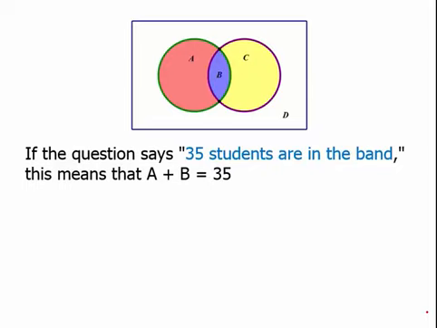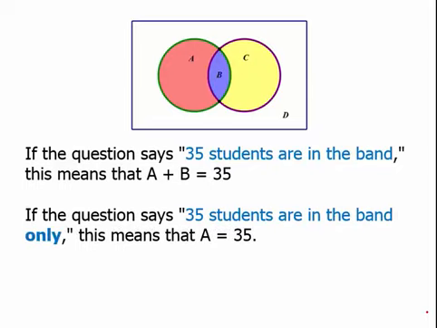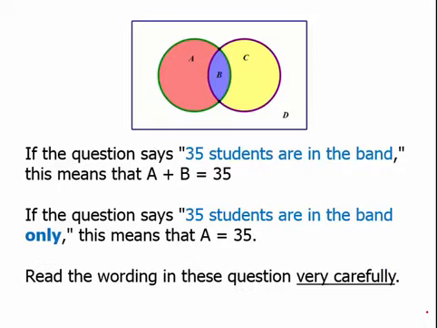But if we change the wording slightly, and we say 35 students are in the band only, well, this means that A equals 35. Now we're talking about the students that are not included in the purple circle. They're only in the green circle. And so that's region A alone. So it's very important to be extremely careful when you read the wording of these questions, because subtle changes in the wording can mean profound mathematical consequences.